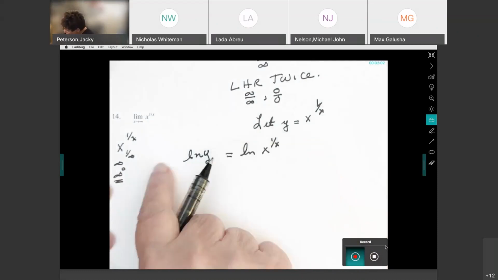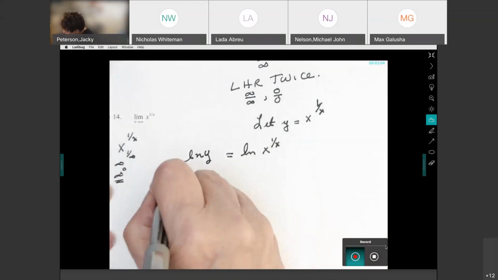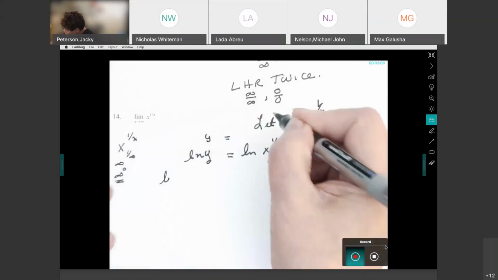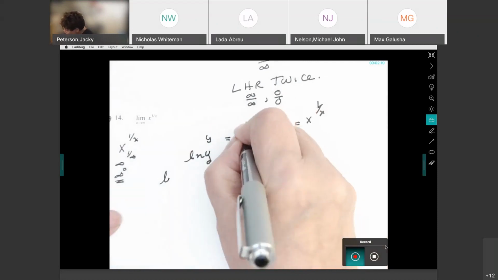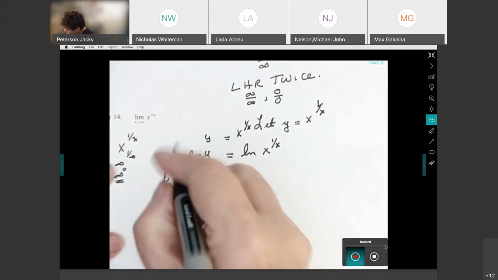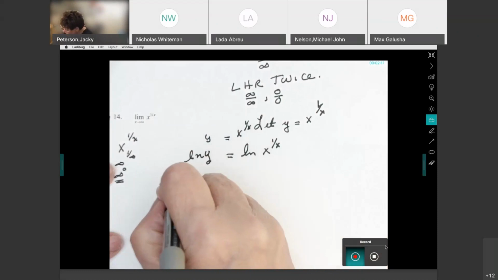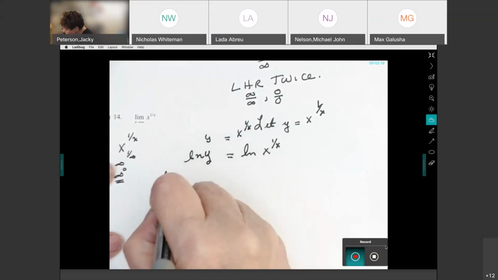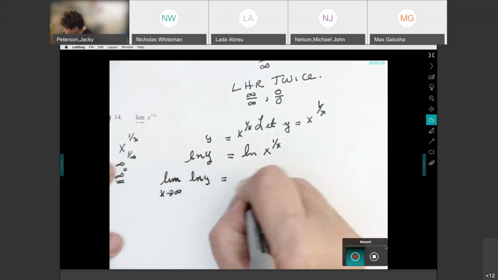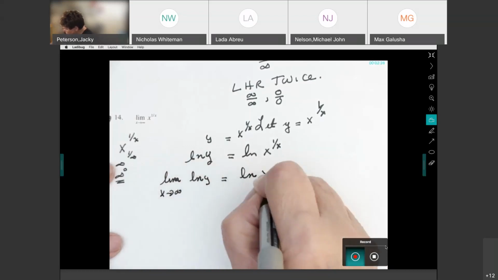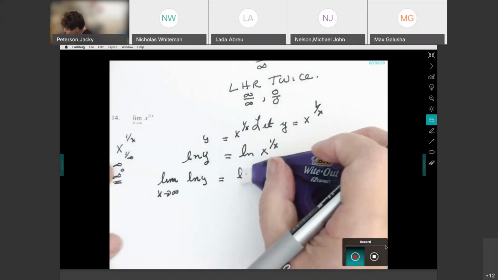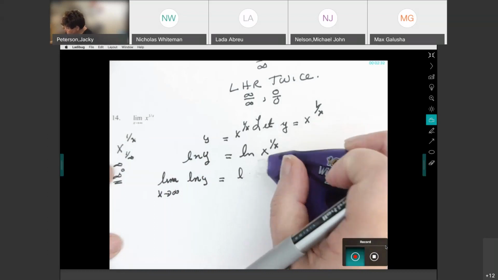Then as I look at this, if these two things are the same, so we know that y is equal to x to the 1 over x, if I take the natural log of both sides, they're still the same. If I take the limit as x goes to infinity of the left-hand side, and I do it to the right-hand side, that's still the same. Too many humps, humps in the limits and humps in the natural log.